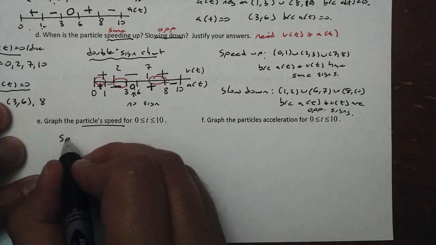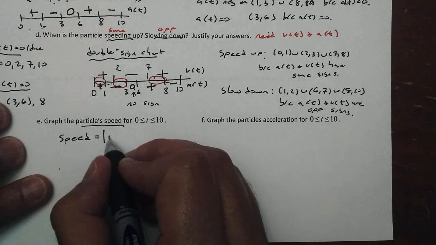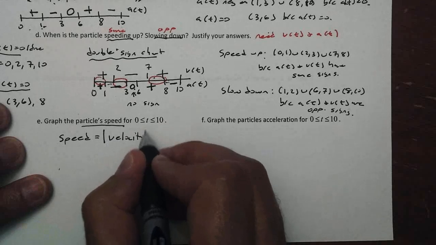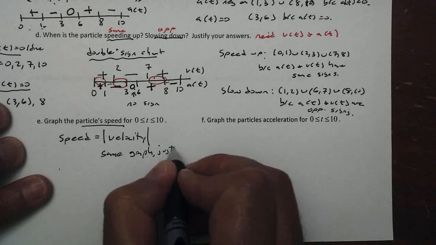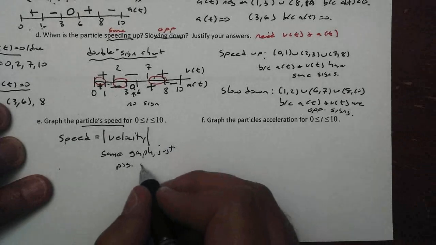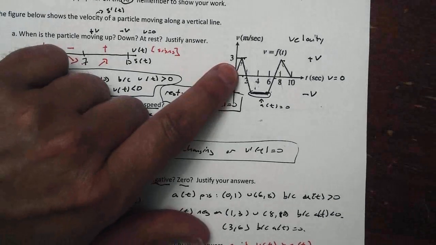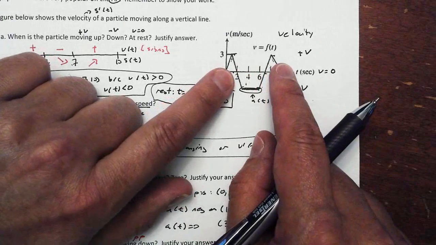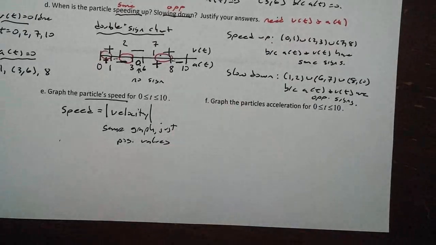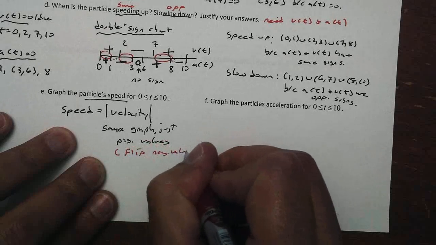Remember, speed is the magnitude of velocity. So it's the same exact graph. It's going to be the same graph, just positive values. So if I go back up to my chart, my graph up here, see here's my velocity graph. Well, if I wanted to get speed, anything positive stays positive. Anything negative becomes positive. You might remember this from pre-cal. Your teacher would say you're just going to flip the negative values.